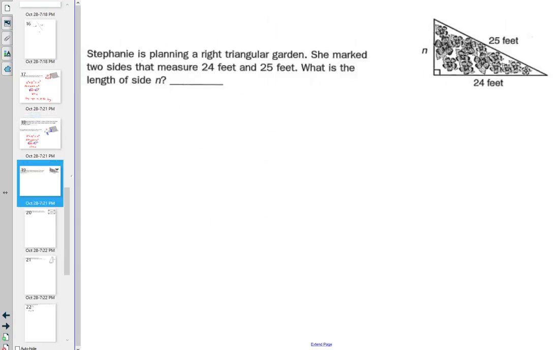Stephanie is planning a right triangular garden. She marked 2 sides that measure 24 and 25 feet. What is the length of side N? Well, what type of side are we looking for? Yeah, if we're looking for a leg, I believe this is also a Pythagorean triple. So if you memorize those, you can maybe save yourself some time. And I would actually accept it if you give me an answer and you state that it's because you have to write down it's a Pythagorean triple, it shows me that you know what you're talking about. Tell me what N is going to be.